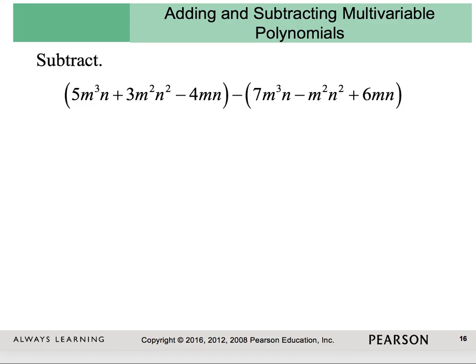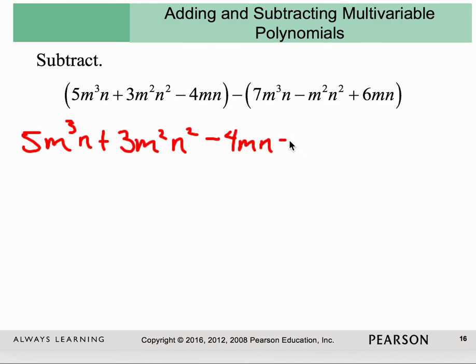All right, let's do it one more time. It's a subtraction. So I've got to distribute that negative, which is going to change my signs of everything in that next trinomial. So it'll be minus 7m cubed n plus m squared n squared minus 6mn.